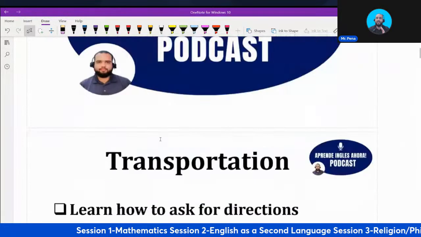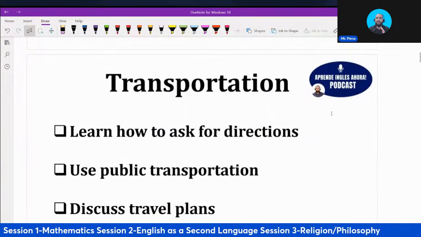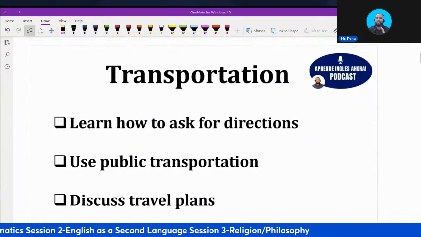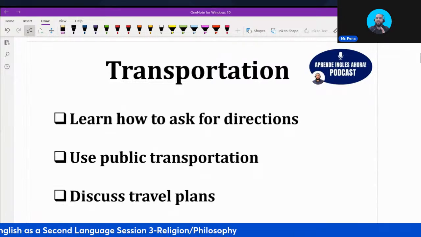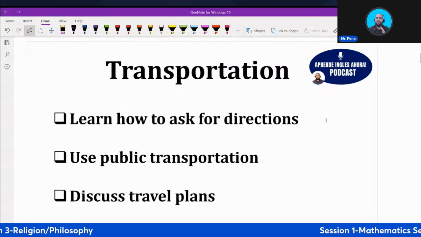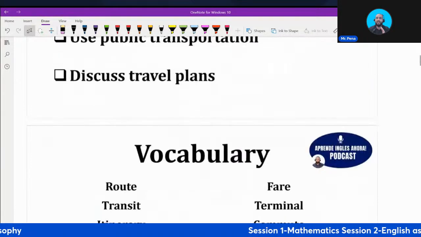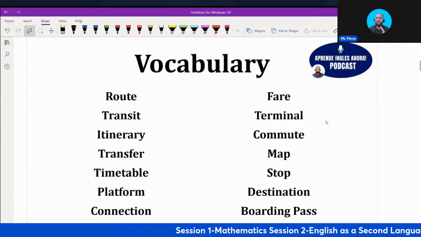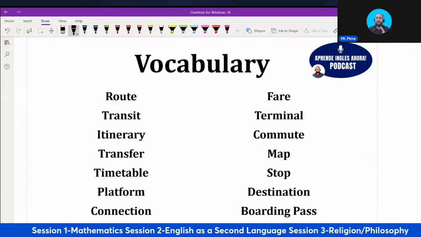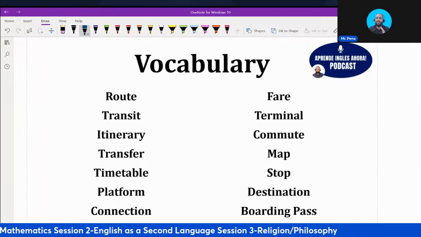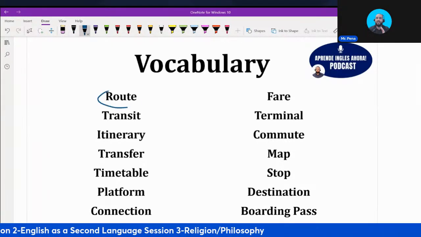Now let's talk about transportation. The goal of today is to learn how to ask for directions, to use public transportation, and to discuss travel plans. Hopefully we have a caller who can call in and talk to us about these topics, or I'll teach you how to talk about these topics. But even if we don't, here we have route.